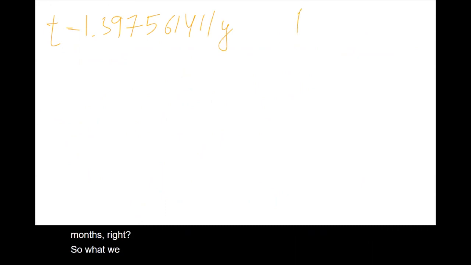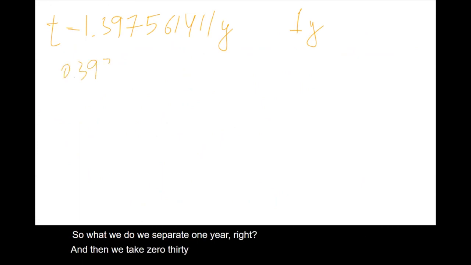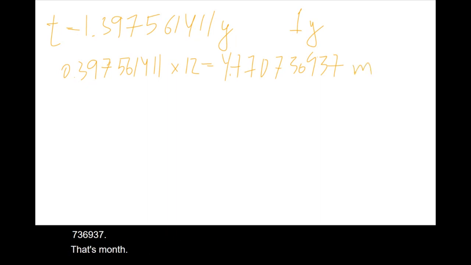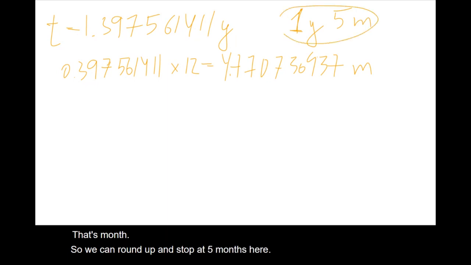So what we do, we separate 1 year, right? And then we take 0.397561411. That's years, and times 12. So minus 1 times 12. And I have 4.77366937. That's months. So we can round up and stop at 5 months here, right?